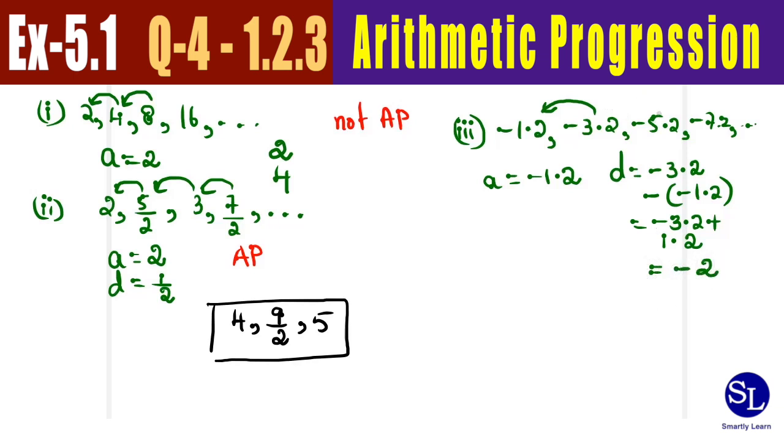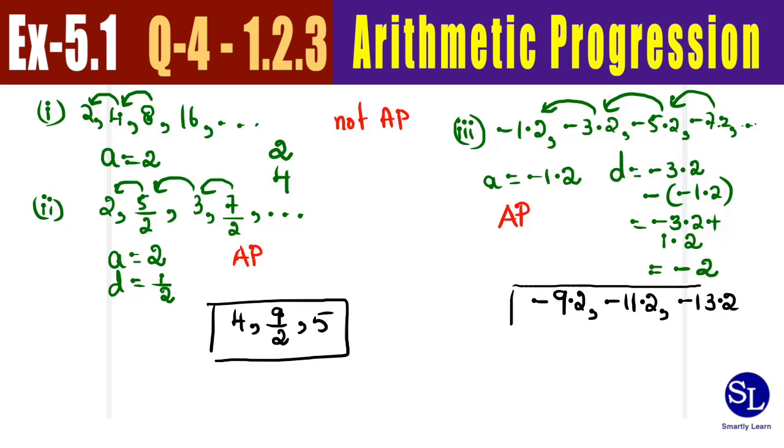Let's check if it works for the same. So minus 5.2, if I subtract minus 3.2, I'm still getting minus 2. Here also it is minus 2, which means this is an AP. So if it is an AP, we are going to generate the next 3 terms. If you add minus 2 to minus 7.2, you get minus 9.2. Again add a minus 2, you get minus 11.2. Once more add minus 2, you get minus 13.2. So we have generated the next 3 terms for this particular AP.